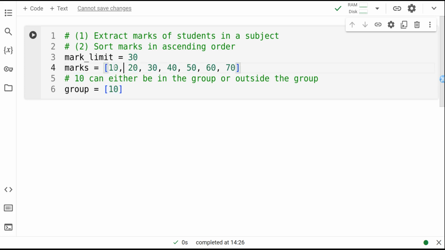Now I look at all the marks starting from 20. And for each student, I ask if the student can be a part of the group or not. So, can 20 be a part of the group? Yes, because 20 minus 10 is still less than or equal to mark underscore limit. Can 30 be a part of the group? Yes, that's because 30 minus 10 is 20. That is less than or equal to mark limit. Can 40 be a part of the group? Yes, because 40 minus 10 is still less than or equal to mark limit.